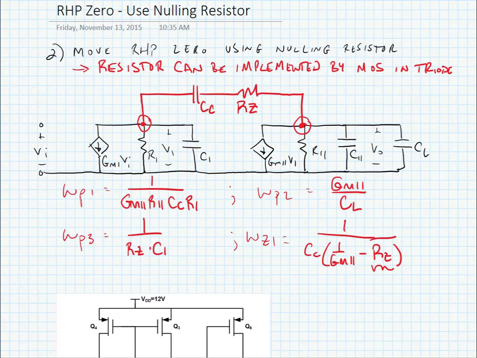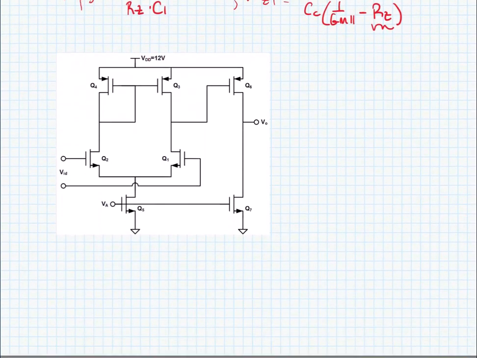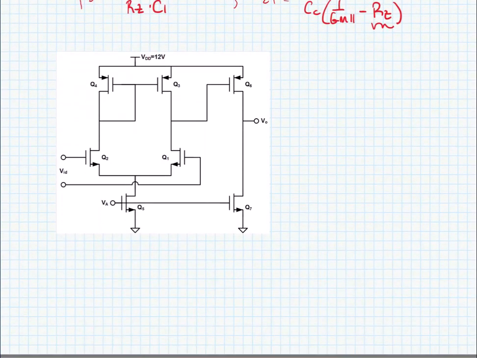How do we implement this? Well, let's add a MOS transistor. This is going to have some DC bias at its gate. And we're going to put the compensation capacitor in the feedback path as well. So here we have the compensation capacitor and we have a MOS transistor acting as a resistor.